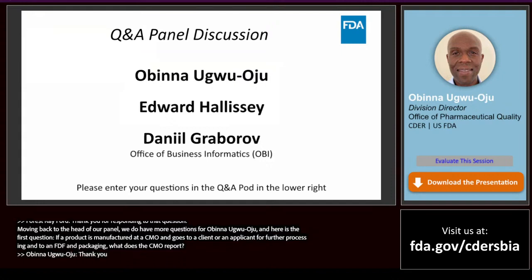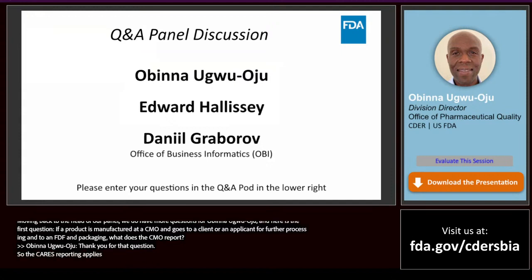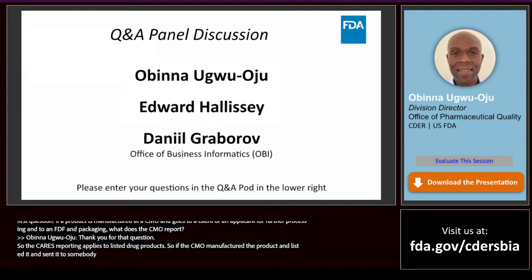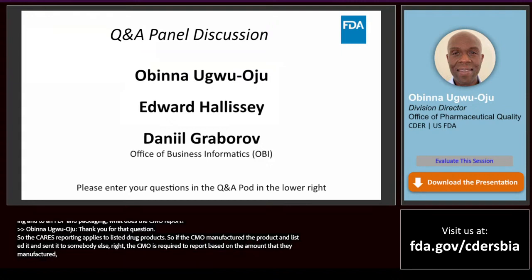Thank you for that question. As we mentioned, the CARES reporting applies to listed drug product. So if the CMO manufactured the product, listed it, and sent it to somebody else, the CMO is required to report based on the amount that they manufactured, which they have an NDC for.